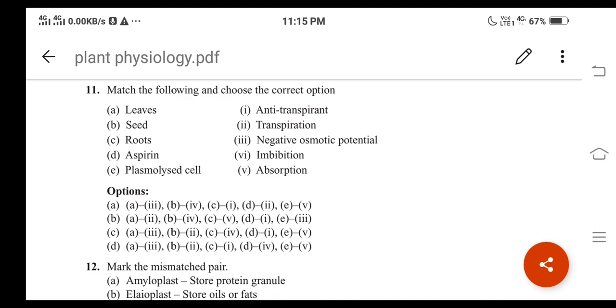And next one is E3, plasmolysed cell. A plasmolysed cell shows negative osmotic potential. Why does it show negative osmotic potential? It shows mainly due to exosmosis. So for question number 11, option B becomes the correct answer. And let us go for question number 12.